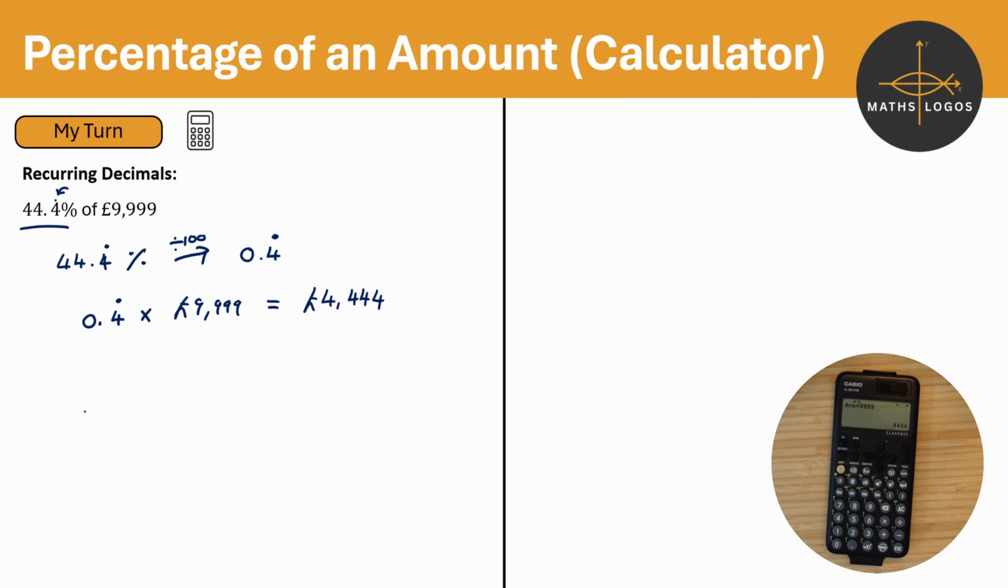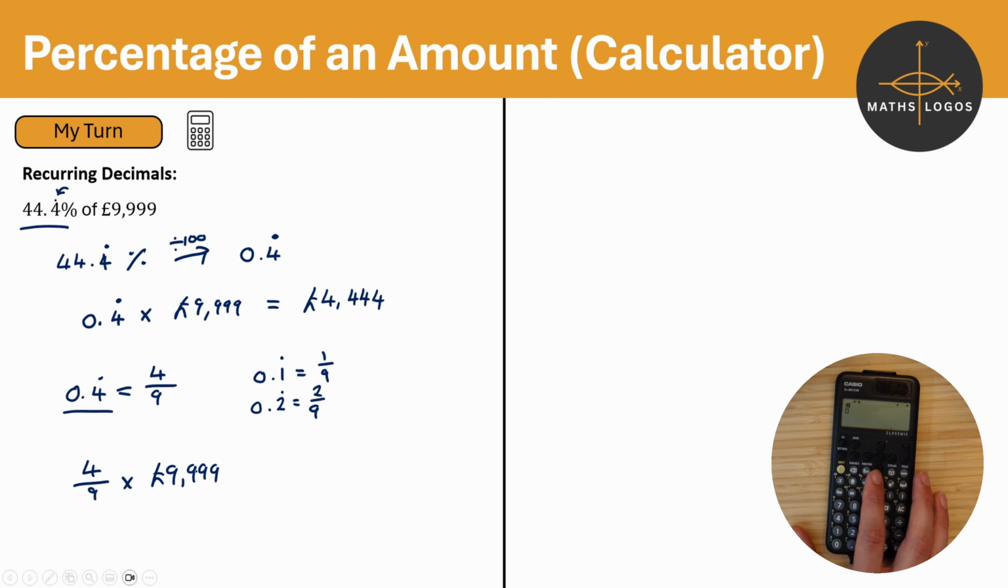The other way is to recognize that 0.4 recurring is equal to 4/9. And that's one of those patterns that it's helpful to know. 0.1 recurring is 1/9, and 0.2 recurring is 2/9, and so on. So if you knew that 0.4 recurring was 4/9, all you'd have to do in your calculator is type in 4/9 multiplied by the 9,999. So you go to your fraction button, you type in 4/9 multiplied by your 9,999, and it gives you your answer that we had before.